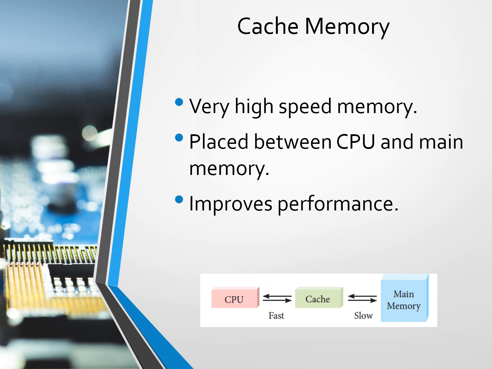Okay, what is cache memory? It is very high speed memory placed between the CPU and main memory. It improves performance. You know, in web development, you store information like the username and, let's just say, the theme of the user in the cache memory. Those are stored in the browser.